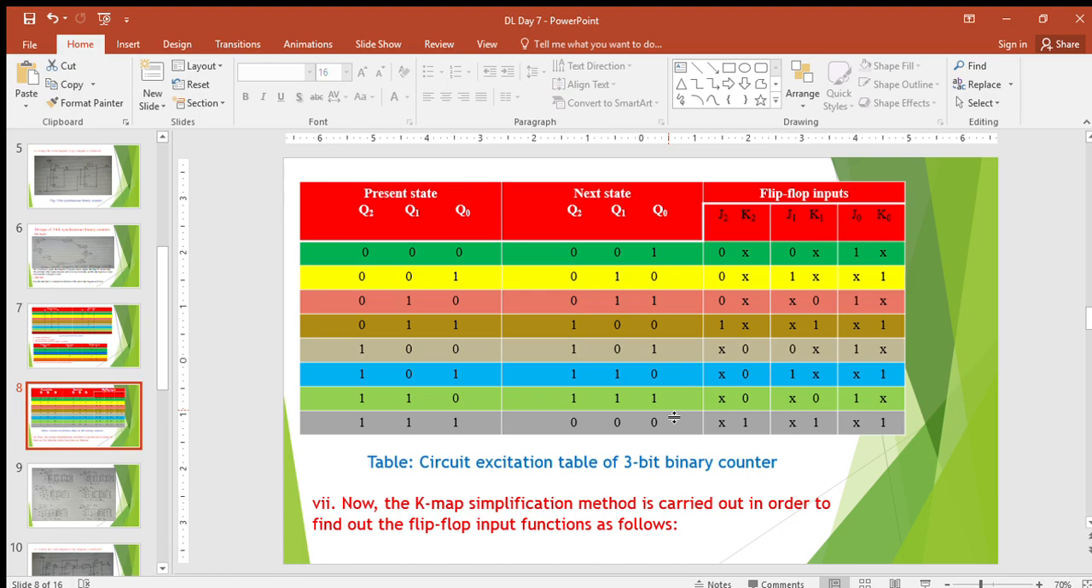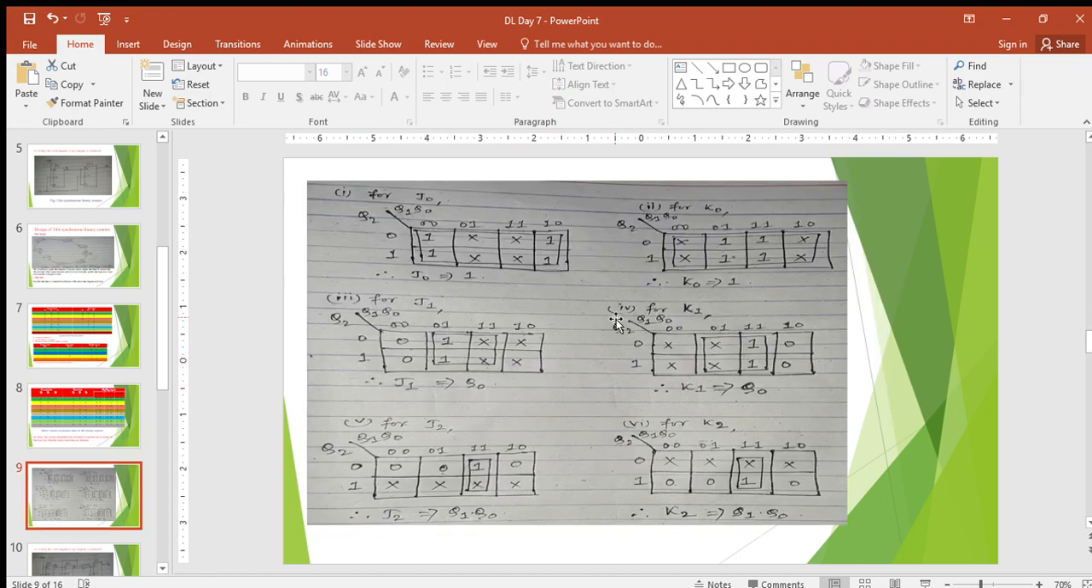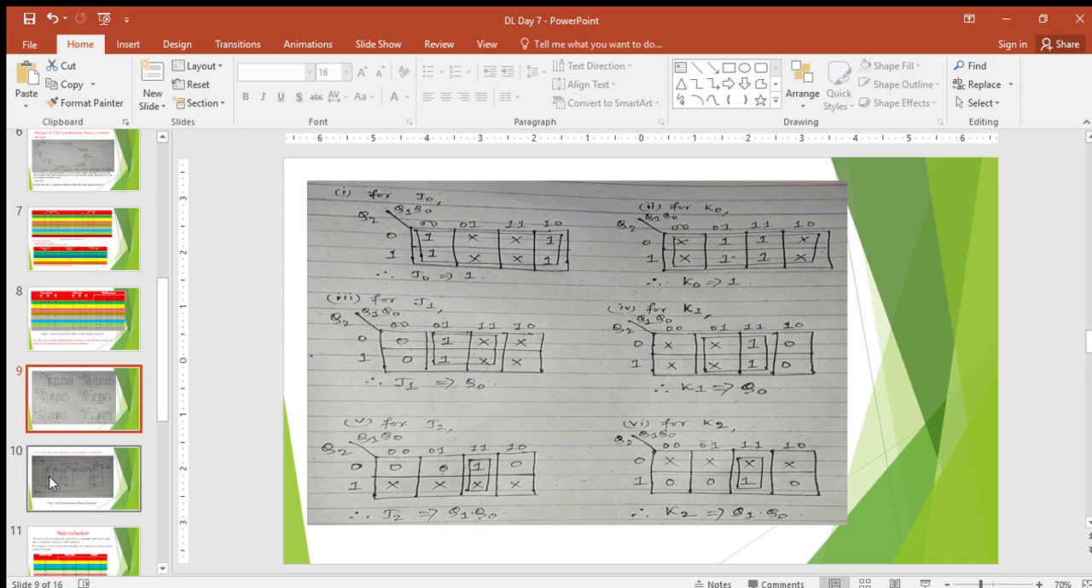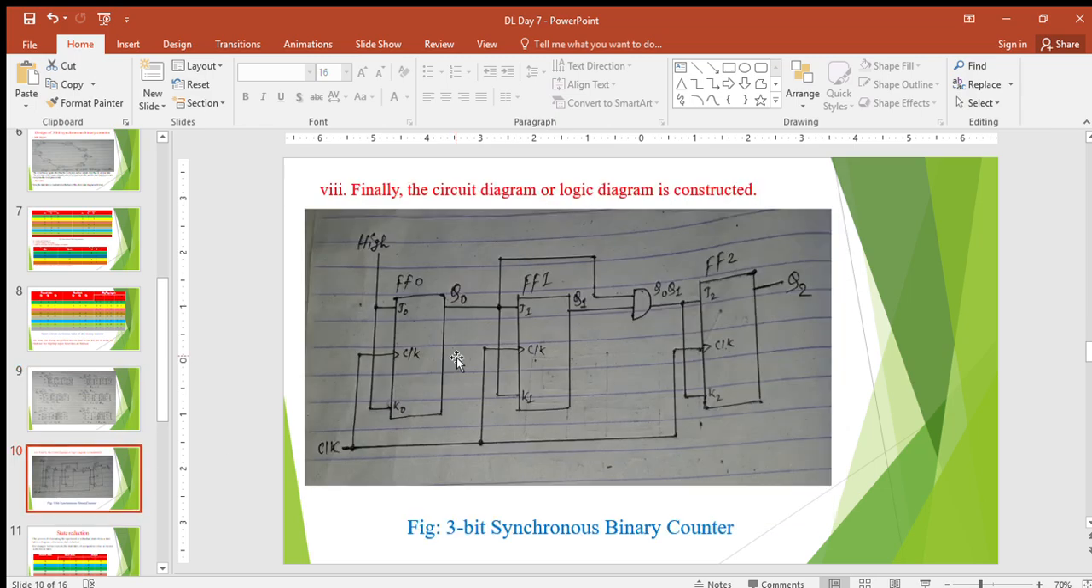In this way the circuit excitation table of the 3-bit binary counter is constructed right here, and on the basis of this circuit excitation table, the K-map simplification is obtained, which I've already discussed in the previous class. The K-map construction is done here, the simplification method is carried out, and on the basis of it, the final circuit of the 3-bit synchronous binary counter is constructed.